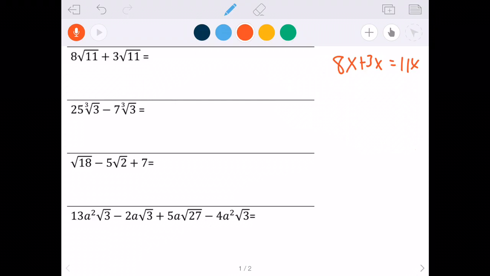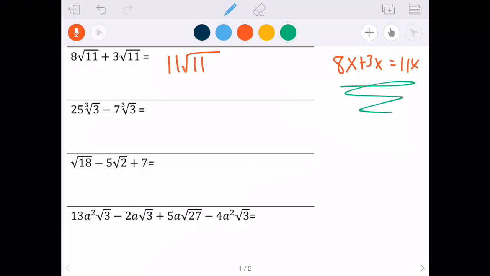So in this first problem, all we're going to do is add the numbers on the outside of the radical. It's just like this idea over here. That common variable or that common number stays the same, and then we just add the number in front. If we look at the second problem, now we have subtraction. 25 minus 7 is 18, so we have 18 cubed root 3.